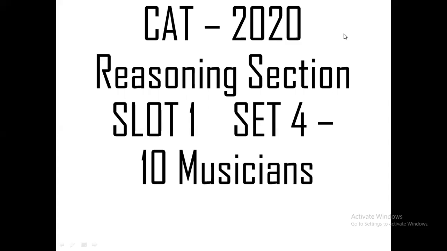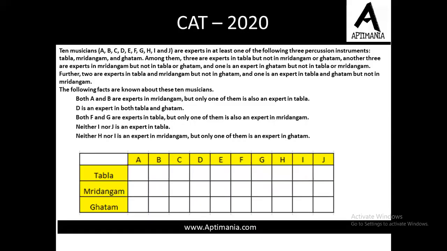Hello. In this video, we are going to discuss set 4 of slot 1 of the reasoning section of the CAT 2020 paper. The question is, there are 10 musicians A, B, C, D, E, F, G, H, I and J. They're experts in at least one of the following three percussion instruments. So the instruments are tabla, mridangam and ghatam.